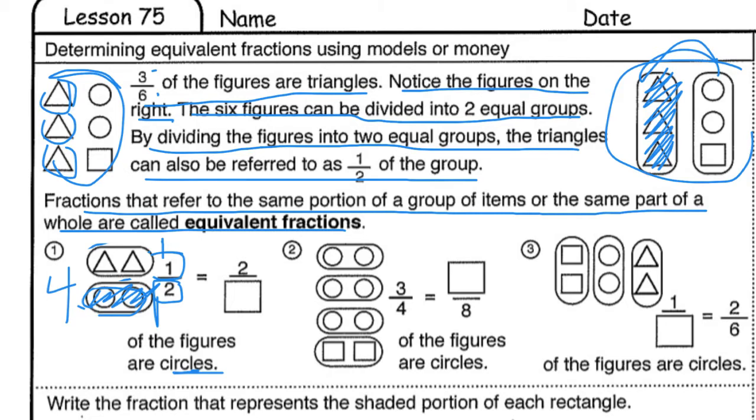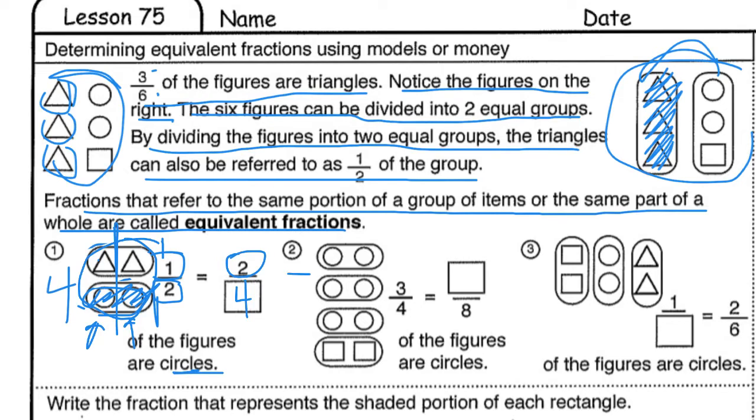Now, we can also break this into individual pieces. We have 4 individual shapes: a circle, a circle, a triangle, and a triangle, and 2 of those are circles. 1, 2. So we could say that 2 out of the 4 shapes altogether are circles. Remember, the denominator means what the whole is, and here our whole is this whole group of shapes. It's the whole set of shapes.